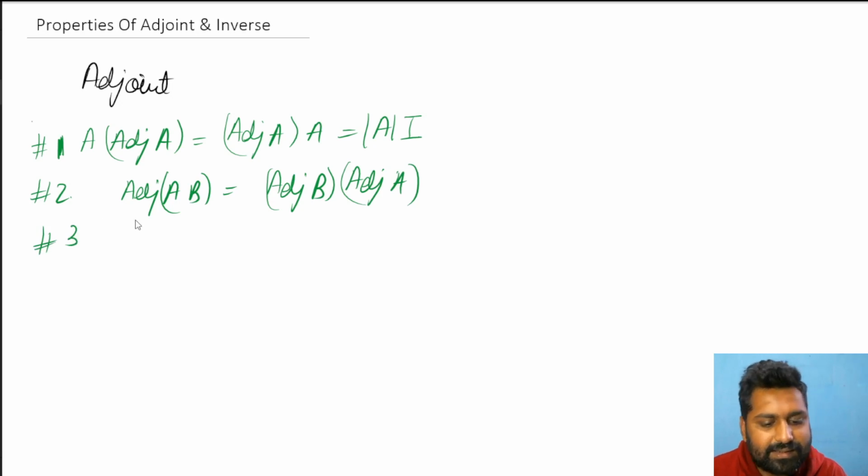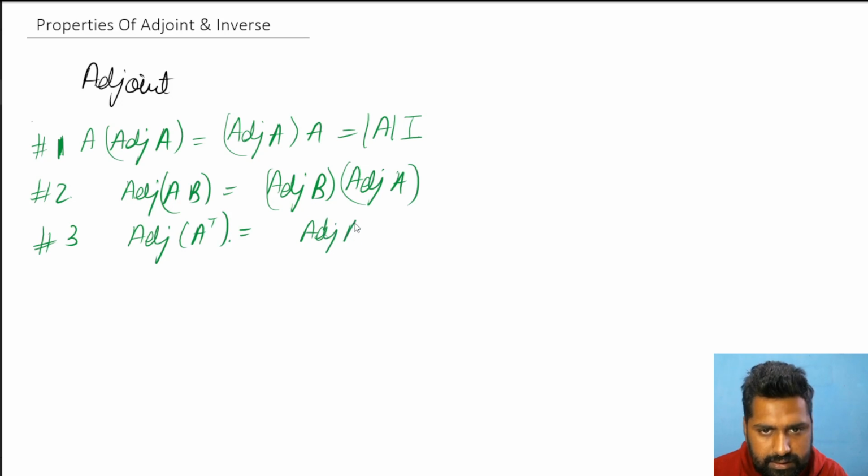Okay, next we have adjoint of A transpose. This is the same as adjoint A whole transpose. So whether you do the transpose first and then calculate the adjoint, or you do adjoint first and then transpose it, it is the same.